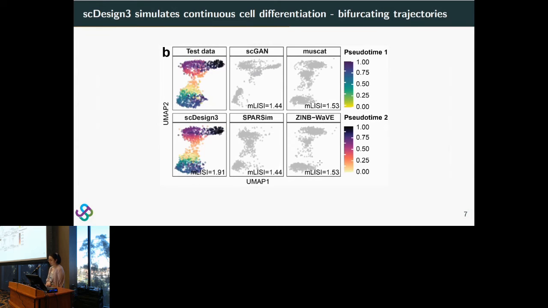And this one will be a bifurcating trajectory case. So in here, the testing, the real data shows a bifurcation in the pseudotime, and our simulator was able to capture this bifurcation, while the other simulators were not able to clearly capture this bifurcation pattern, and some may look like a single trajectory instead of the bifurcating trajectories.